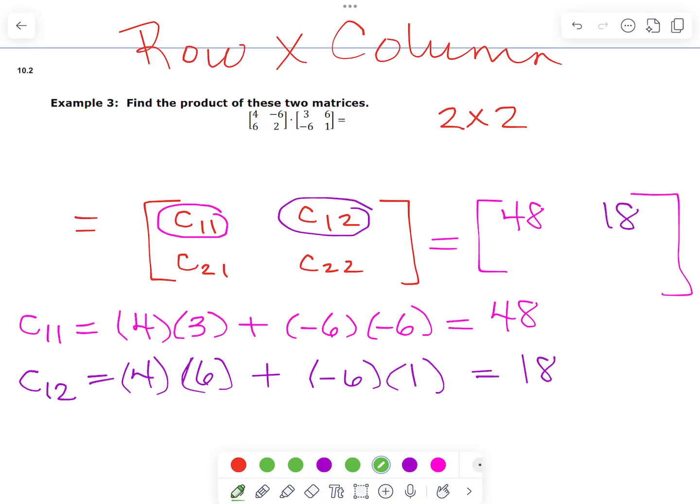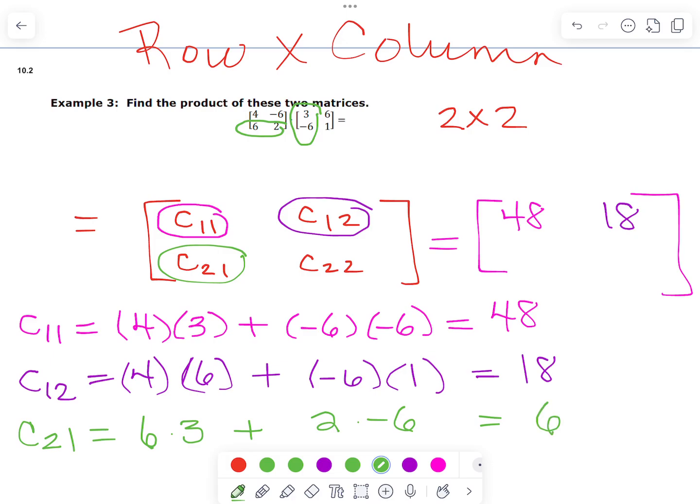Now we're going to go down to C21. So row 2, column 1. So we're going to take this row, second row, first column. So we're going to take 6 times 3 plus 2 times -6. Type it into our calculator, and we get 6. So that's that element there.